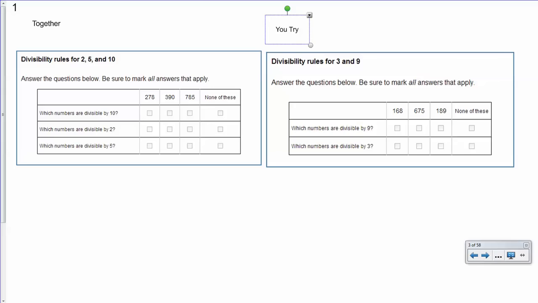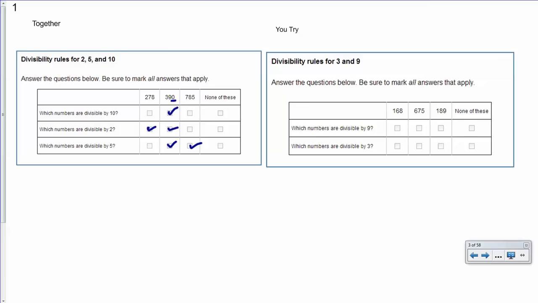So divisibility rules for 2, 5, and 10. Is my number divisible by 10? If it ends in a 0, it's automatically divisible by 10. Am I divisible by 2? If I'm an even number. So 8's an even number, 0's an even number. Divisible by 5 if it ends in a 0 or in a 5.